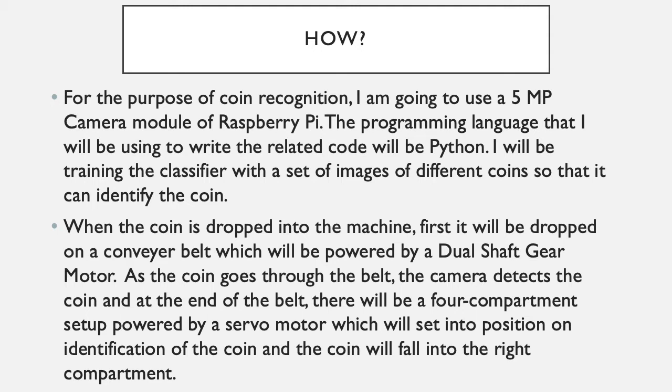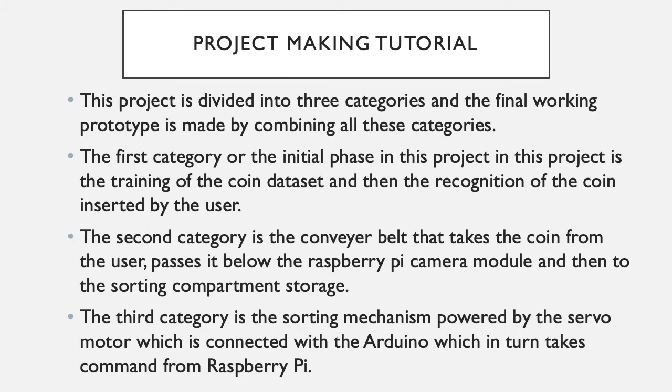So this setup will set into position on the identification of the coin, and when the coin comes to the end of the conveyor belt, it will fall right into the correct compartment. So let me begin with the tutorial of this project.